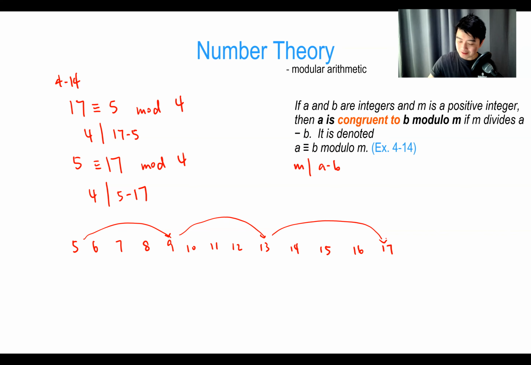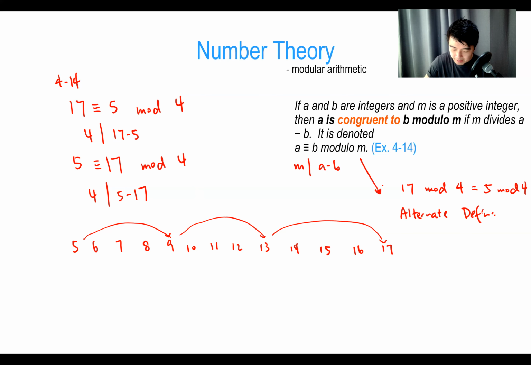Now, if we go further with this example, you might say, if they differ in jumps of 4, it must also mean that if I take 17 and take the remainder when I divide by 4, this must also be equal to 5 mod 4. If you verify this, 17 mod 4 is equal to 1, since 17 divided by 4 has remainder 1. 5 divided by 4 has remainder 1. So here's an alternate definition: if I have a congruent to b mod m, we can say a mod m is equal to b mod m. Take this as definition number 2.